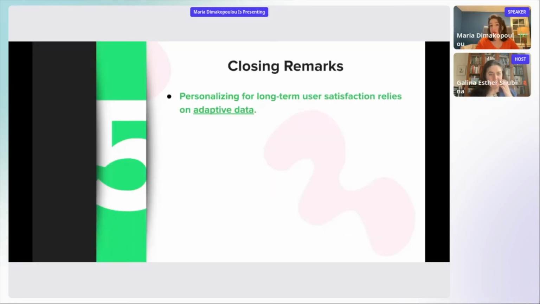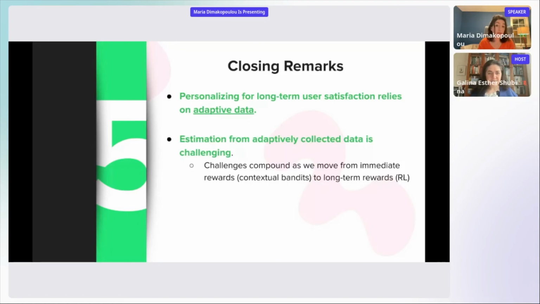So the parting thoughts of this topic is that estimation lies at the heart of any adaptive learning agent. And if we want to have reliable decision-making in practical problems based on adaptive learning agents, we have to get estimation right. And we saw that estimation online during adaptive learning and offline post-adaptive learning can be very challenging. And these challenges only compound as we move from immediate rewards and contextual bandits to long-term value and reinforcement learning.